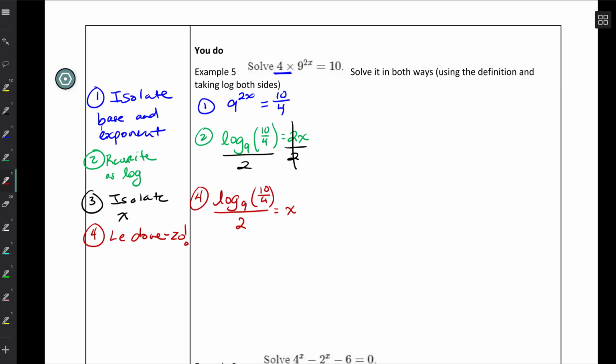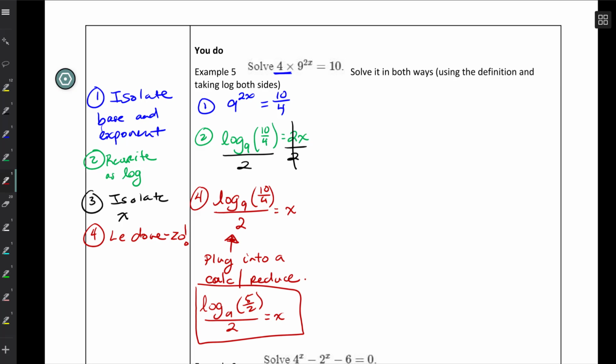However, we can go ahead and reduce if we need to, or we can plug it in to a calculator. But our official answer, this would be the exact answer because we are not having to do any kind of rounding or anything like that, just reducing the fraction. This would be a perfectly acceptable way to have your answer written.